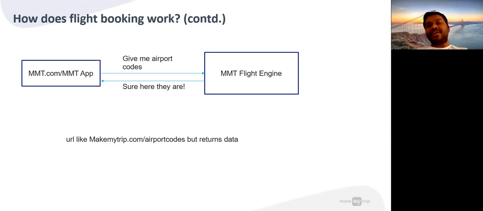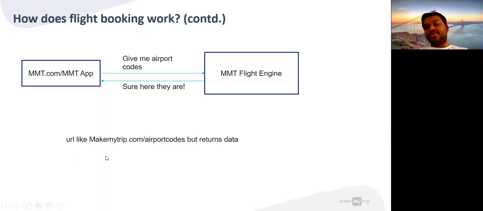So whoever is developing the website or the app is like, okay, the flight engine is giving me the airport code. I don't care how or from where the flight engine is getting it, but they're definitely returning me the airport code. So I will build my UI on top of it the way I want to and present it to the user, right? And the way it works is very similar.